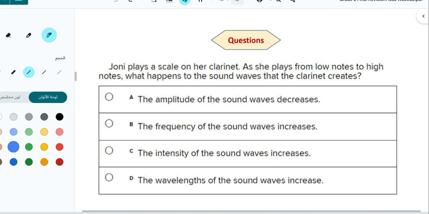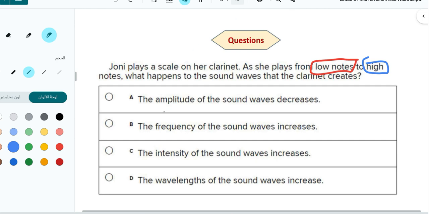Joanie plays a scale on her clarinet as she plays from low notes. So remember, low notes are going to be like our male's voice, to high notes, which are going to be our female voice. For example, what happens to the sound waves that the clarinet creates? Remember, frequency and pitch are directly related.